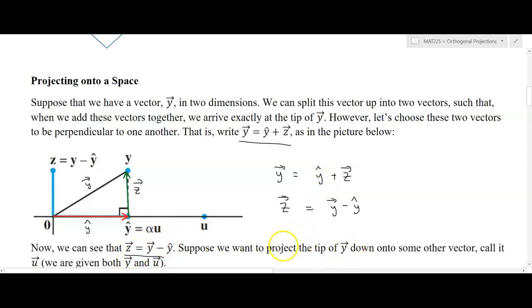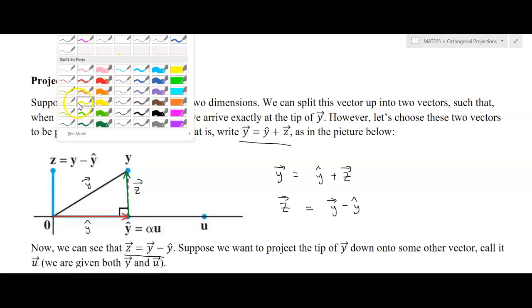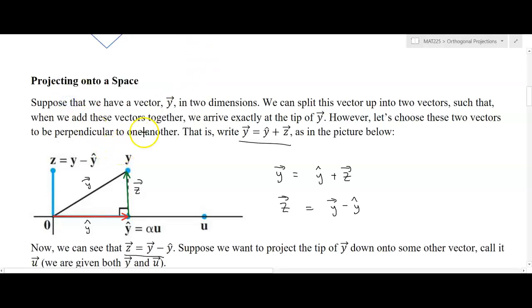Suppose we want to project the tip of y down onto some other vector, call it u. And suppose we are given both y and u. So imagine that we have this y vector here and this u vector over here. And what we want to do is cast a shadow, kind of like a sun would. Let's see if I can represent the sun. So here is going to be the sun. If we put it right above here, its rays would cast a shadow of y down on top of the vector u.